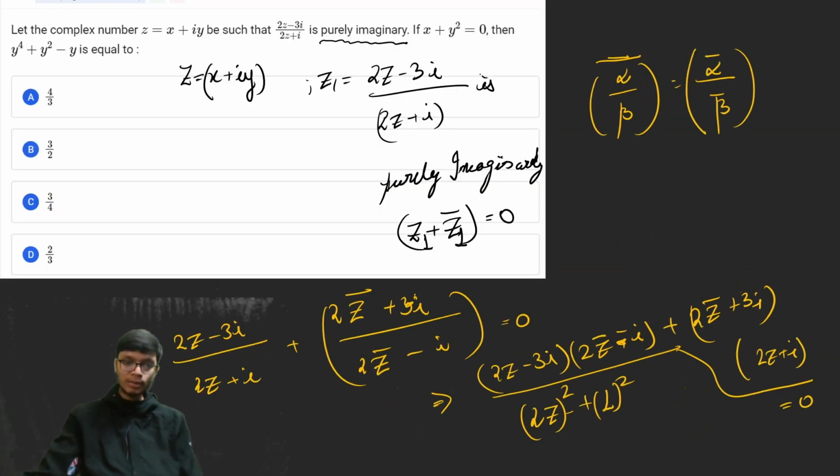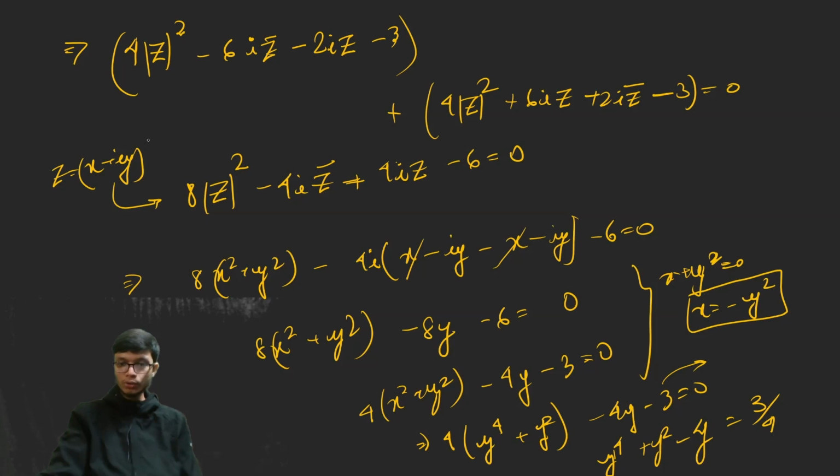And what is the problem asking? It is asking to find the value of y to the power 4 plus y square minus y, and you will get the value as 3 by 4. So with this, option number C is the right answer to this particular problem. That is the required value that the problem was asking.